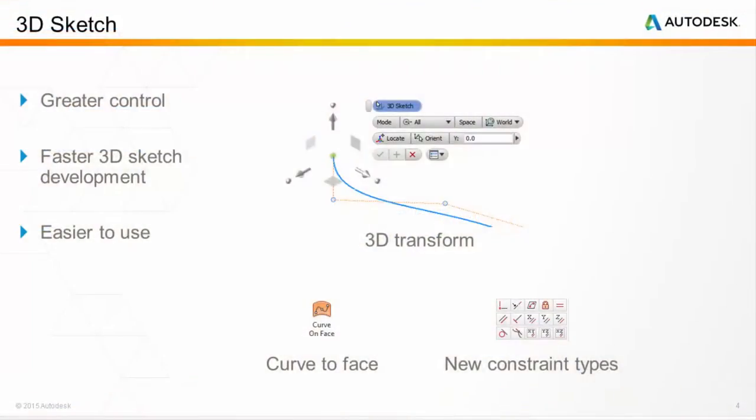3D sketch commands have been revised to provide greater control and be faster and easier to use. A new 3D transform command provides a rich set of geometry manipulation tools for moving and rotating geometry quickly and precisely. New constraint types are added to provide greater control and allow you to sketch curves in 3D faces. Copy and paste supports copying and pasting in the same 3D sketch or between 3D sketches, permitting reuse of 3D sketch information for faster model creation.